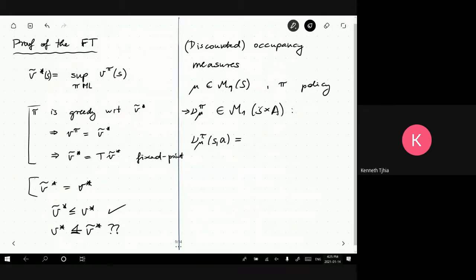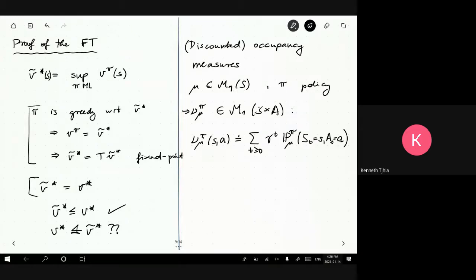For a given state action pair, the value assigned to it by this measure is going to be the infinite discounted sum, over various time steps, of the control process started from initial state distribution mu, with the control following policy pi, hitting this particular state action pair. This is the definition.